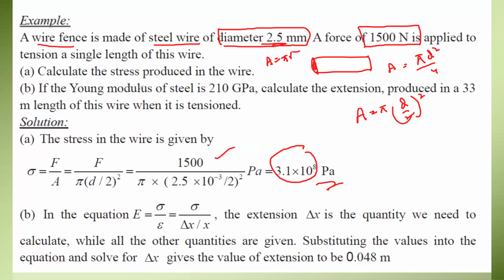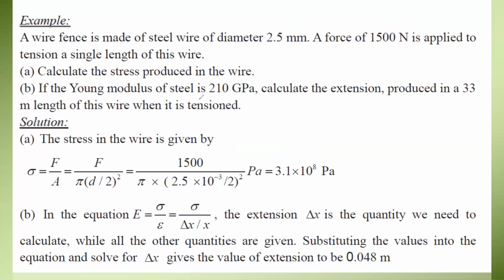The second part, we need the Young's modulus. Remember one thing, the Young's modulus is given in gigapascal or megapascal. It's a very high value, so the prefix used is giga or tera or mega Pascal for the Young's modulus of materials. So the Young's modulus is given. Calculate the tension produced in 33-meter length.